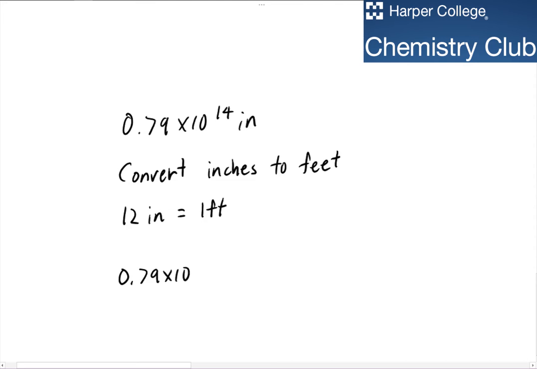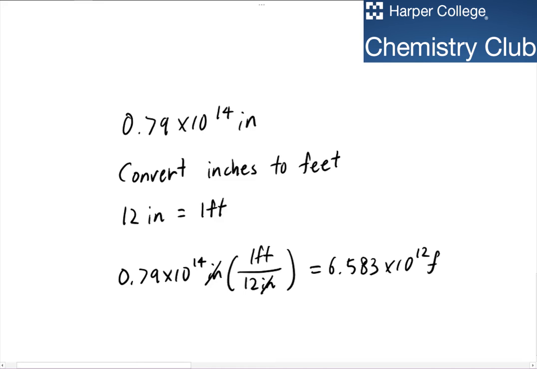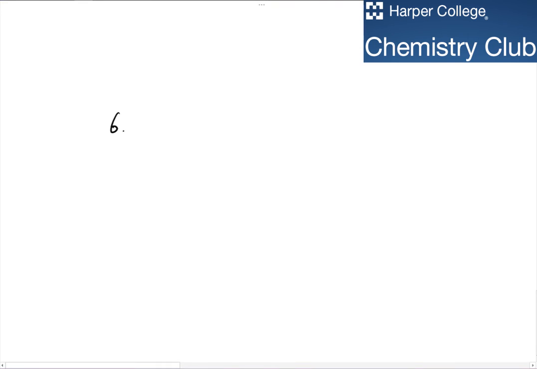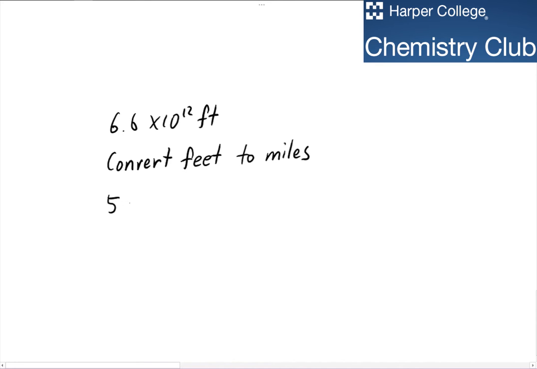There are 12 inches in 1 foot, which would be the next conversion. The last conversion would be from feet to miles, and there are 5,280 feet in 1 mile.